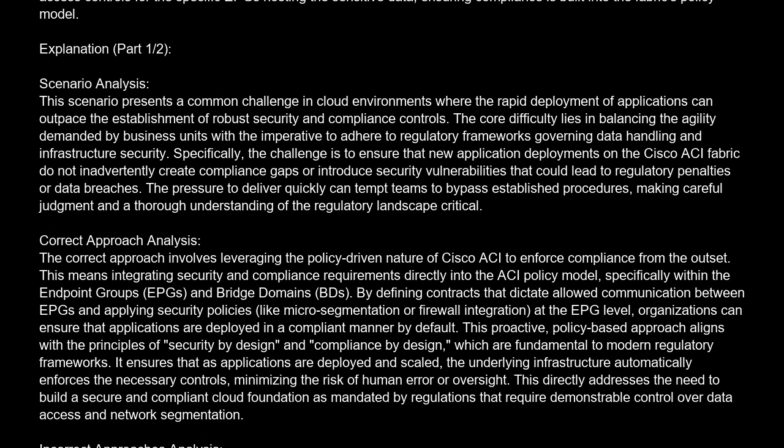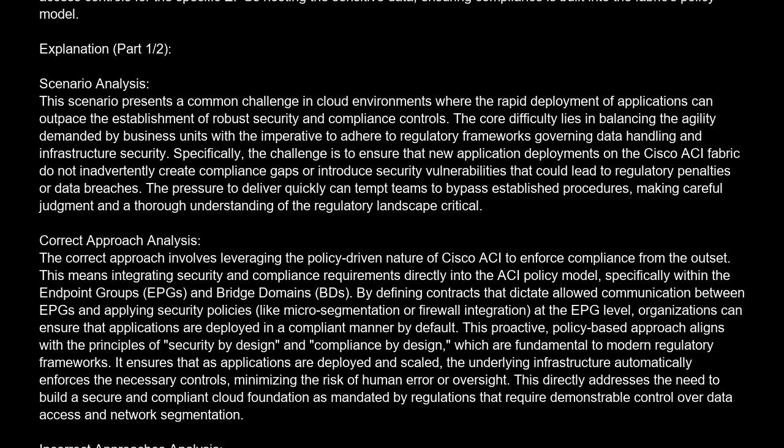The correct answer is D. Implement granular security policies and contracts within Cisco ACI that define allowed communication paths and data access controls for the specific EPGs hosting the sensitive data, ensuring compliance is built into the fabric's policy model.